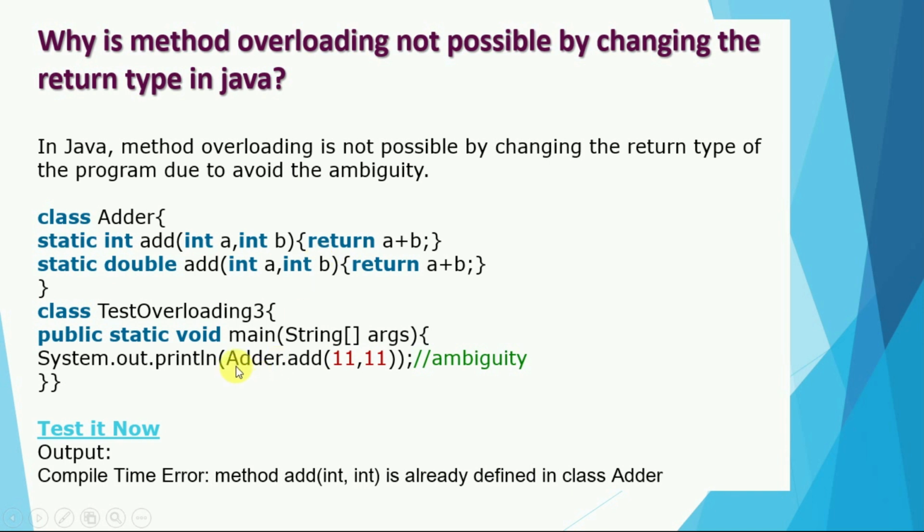So by changing the return type in Java, we can't apply method overloading, because it will throw an error. As you can see, the method add(int,int) is already defined in the class Adder. So there is ambiguity and confusion if you try to compile the program while changing the return type and trying to implement method overloading. That's why we can't implement method overloading by changing the return type in Java.